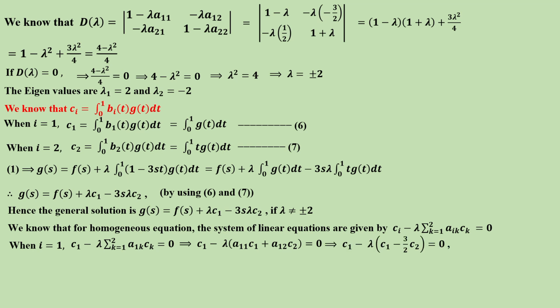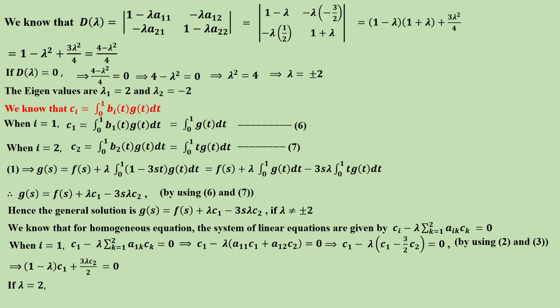So this implies C1 minus lambda, substituting the values of a11 and a12, into C1 minus 3 by 2 C2 equal to 0, by using 2 and 3. So that is equal to, grouping the C1 term, 1 minus lambda into C1 plus 3 lambda C2 by 2 equal to 0.